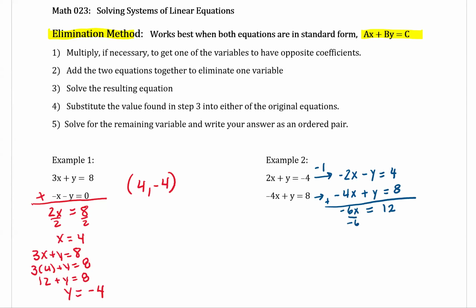Solve for x. I'm going to divide both sides by negative 6. So x is equal to negative 2. Now I'm going to take x is equal to negative 2 and plug it into one of the two original equations and solve for y. And I'm going to pick the second equation. Write my answer as an ordered pair, negative 2, 0.